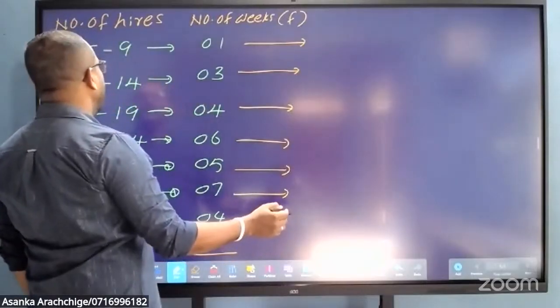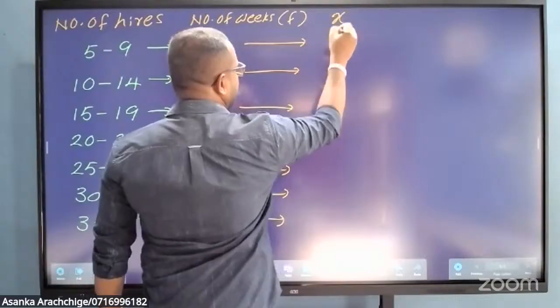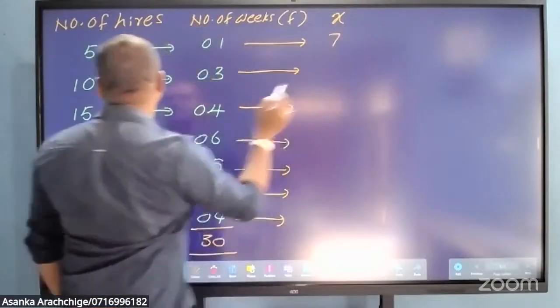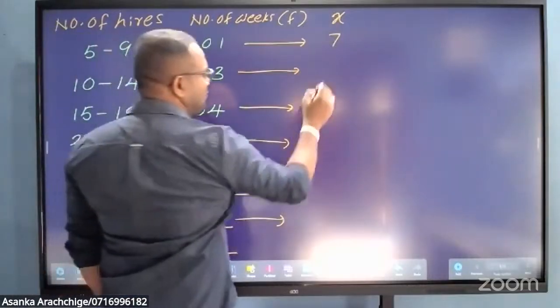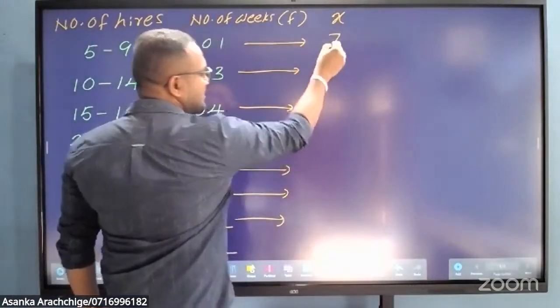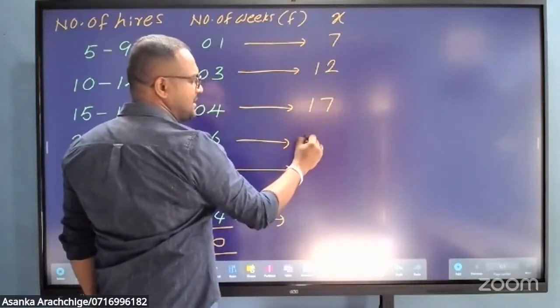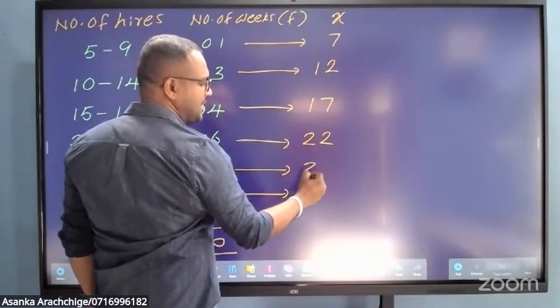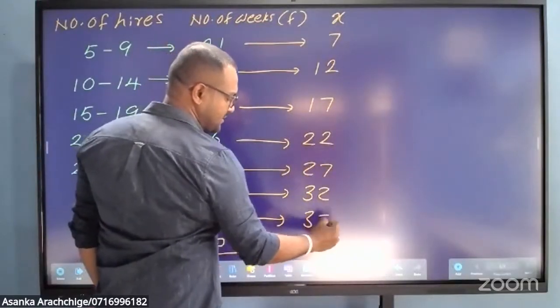Fine. 5 plus 9, 14. Therefore, mid value x is equal to 7. 10 plus 14, 24. Mid value is 12. 7 plus 5, 12. 12 plus 5, 17 plus 5, 22 plus 5. 27 plus 5, 32 plus 5, 37. Am I correct?